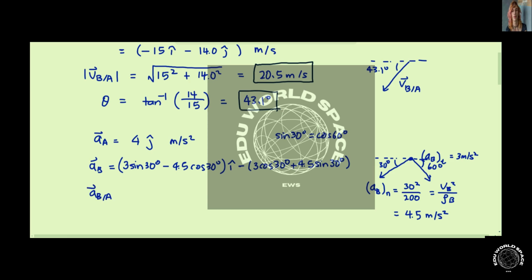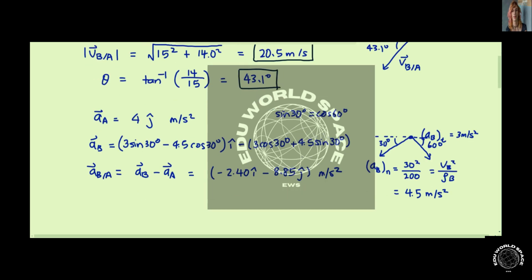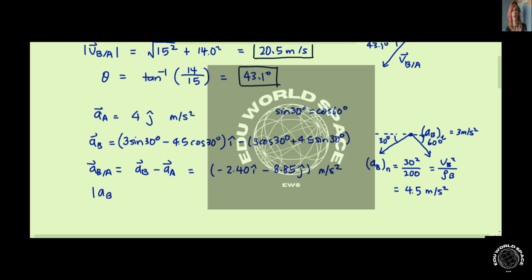By definition it is aB minus aA, and you use your calculator, you get negative 2.40 i hat minus 8.85 j hat meters per second square. So we can find the magnitude. You just sum the square of the components, and then you take the square root of the sum using Pythagoras theorem.